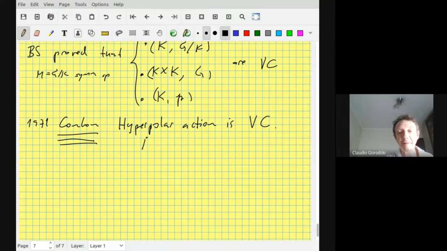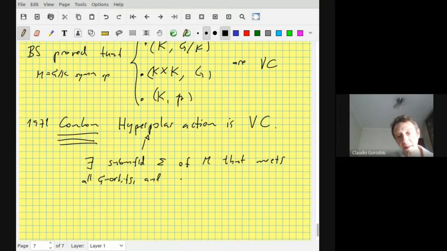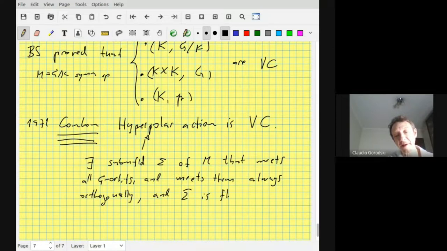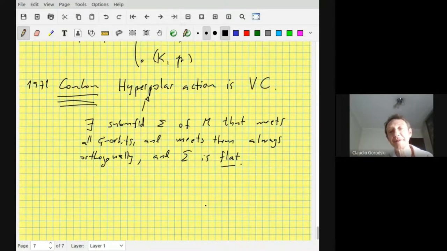So what is the meaning of hyperpolar? Hyperpolar means that there exists a submanifold sigma of M that meets all G orbits, and meets them always orthogonally. In fact, this would be polar; for hyperpolar we also need that the submanifold is flat. So that's the situation for symmetric spaces, for these three actions.